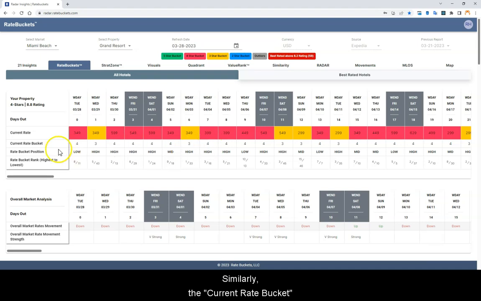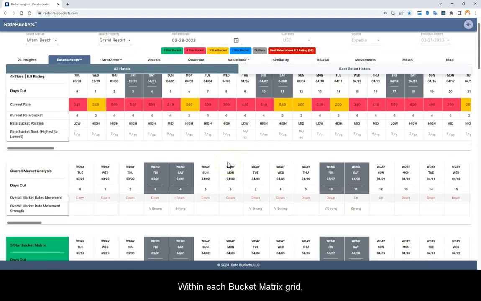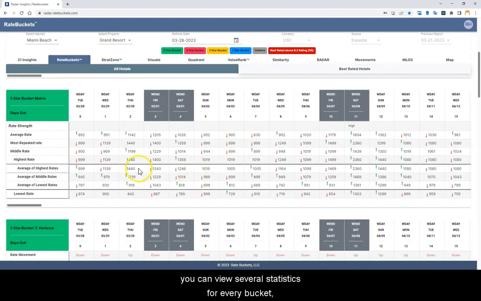Similarly, the current rate bucket row indicates the bucket number that corresponds to your rate. Since each bucket encompasses a unique range of rates, we divide the rates in each bucket into thirds and determine which third contains your rate. Within each bucket matrix grid, you can view several statistics for every bucket, including the average rate, the most frequently occurring rate, the middle rate, the minimum and maximum rates, and the average rate for each third.